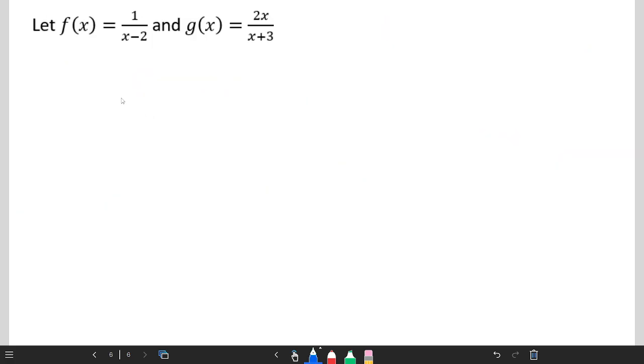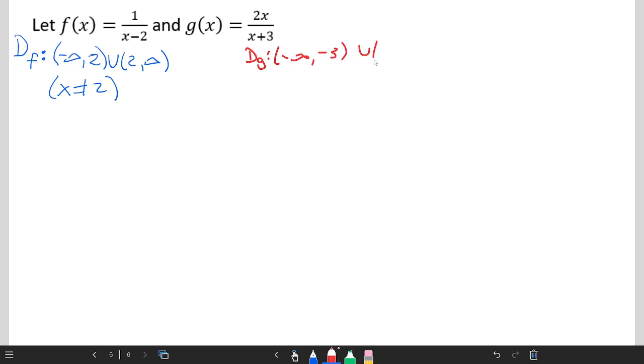All right, we're going to do one more example here. We have 1 over x minus 2 for our function f. We've seen this one before. That's going to be all reals except 2 for the domain. And then for g, x can't be -3. So the domain's going to be all reals except -3.